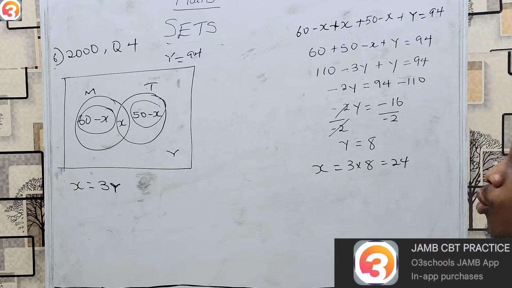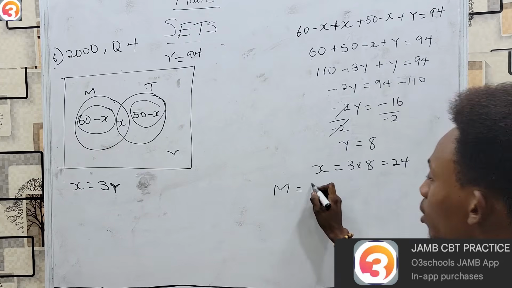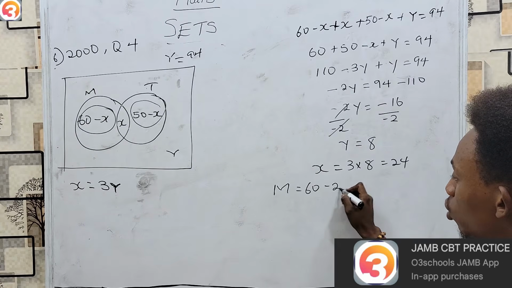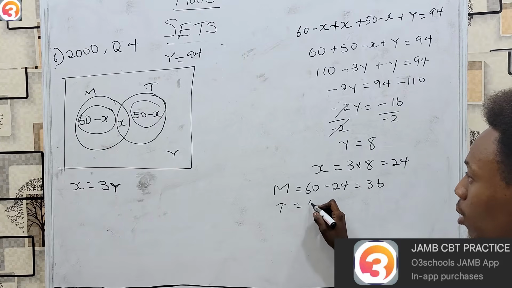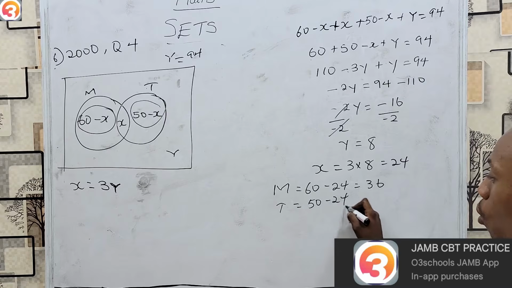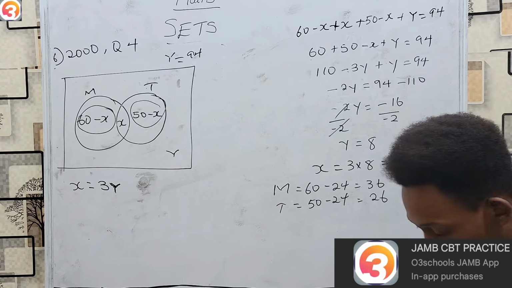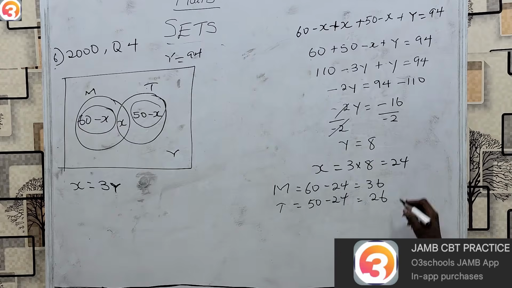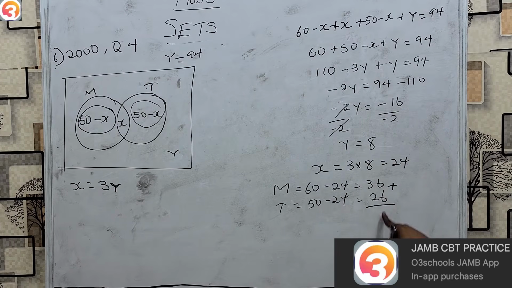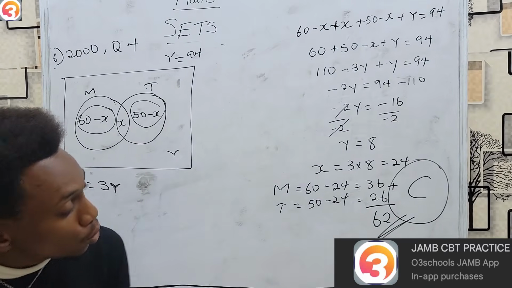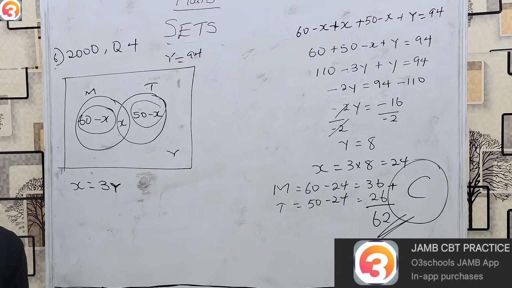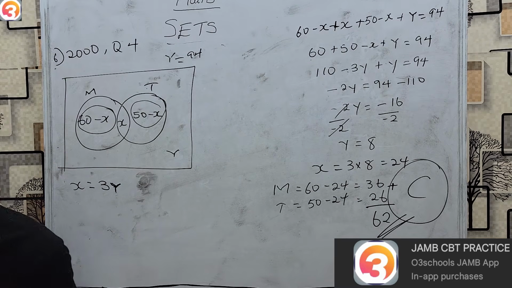So those liking only modern type becomes 60 minus x. X is 24, that's 36. Traditional becomes 50 minus 24, and that is 26. And therefore, the number liking only one type must be 36 plus 26, which is 62. And that is option C. You see, 62 people like just one type of music.